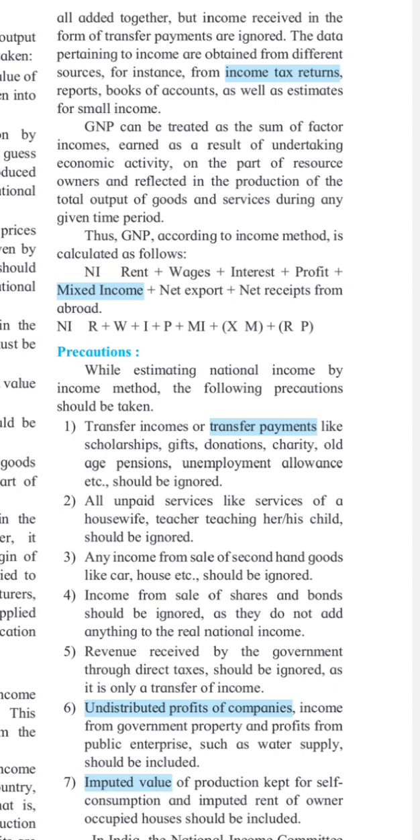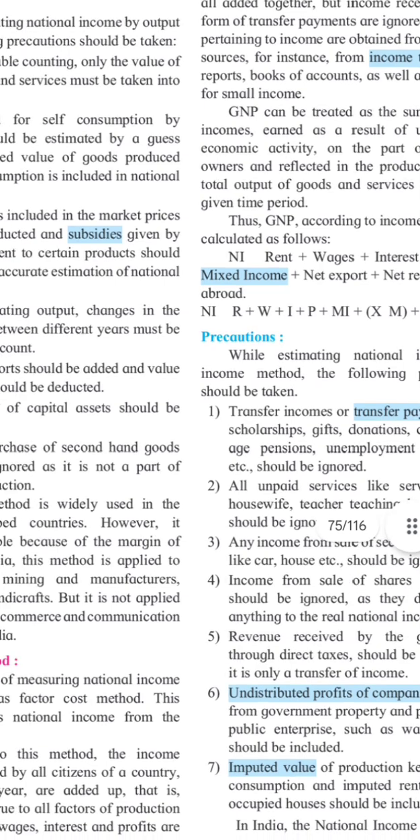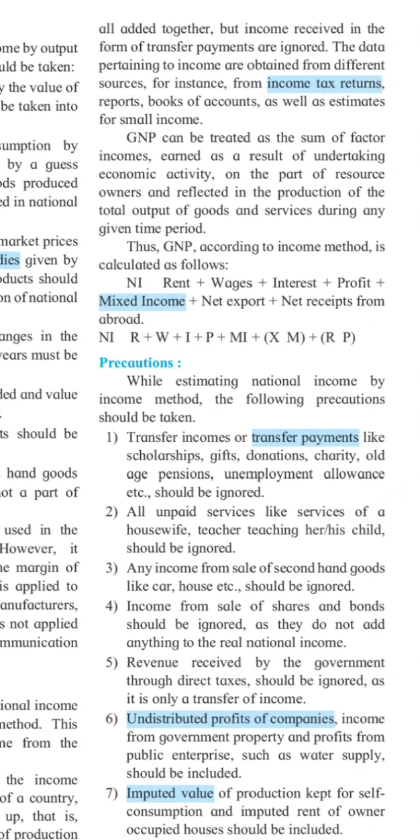Now, the formula for calculation of national income by the income method is: national income is equal to rent plus wages plus interest plus profit plus mixed income plus net income from abroad. This is the formula for this.